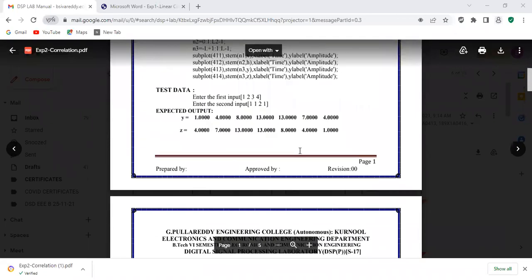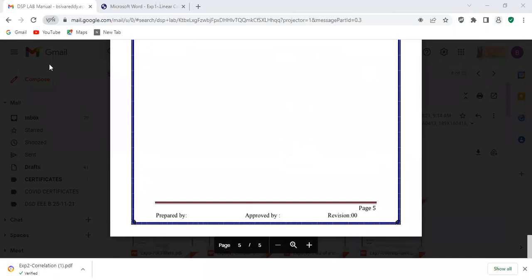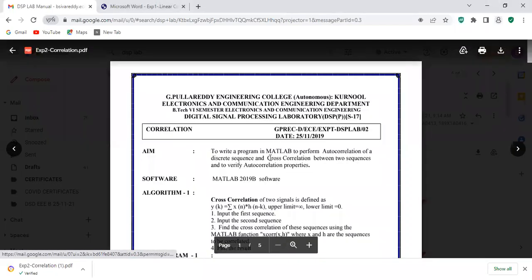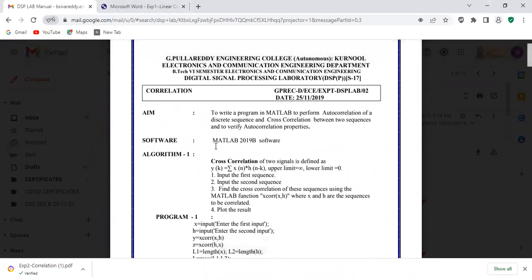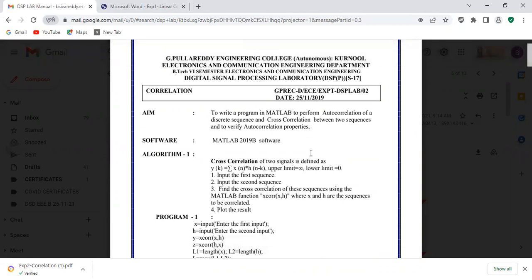Okay, now we can go for our second experiment. Our second experiment is to write a program in MATLAB to perform autocorrelation of a discrete sequence and cross correlation between two sequences, to verify autocorrelation properties. So that is your second experiment.